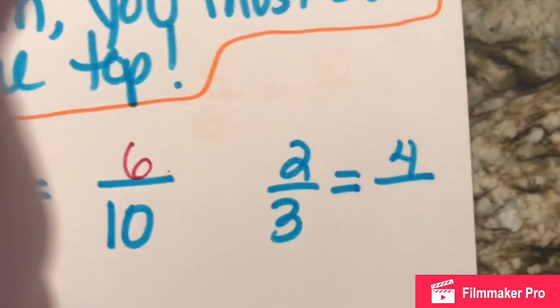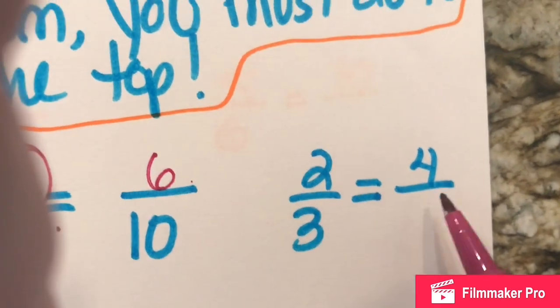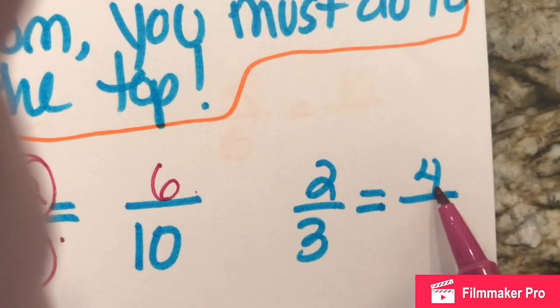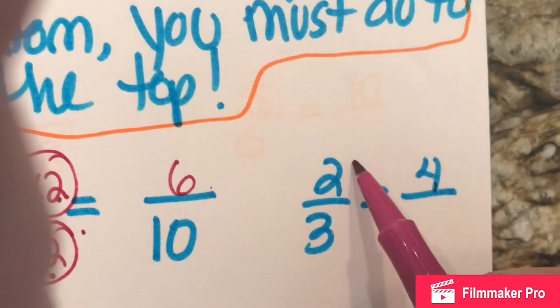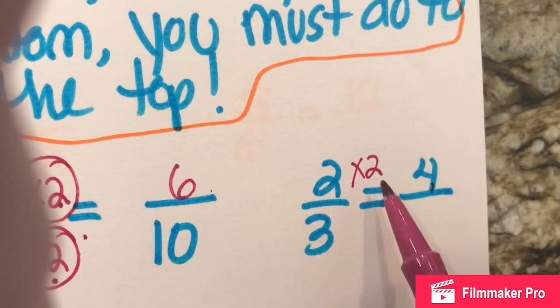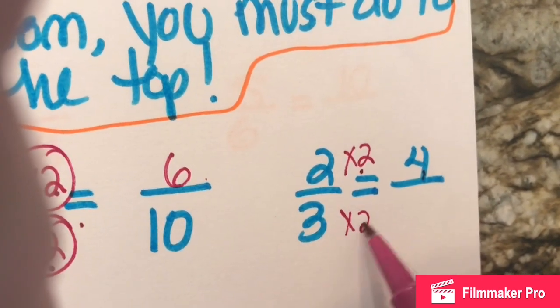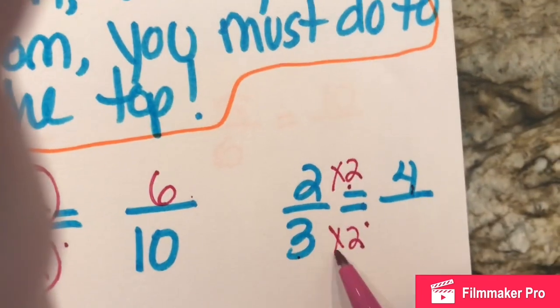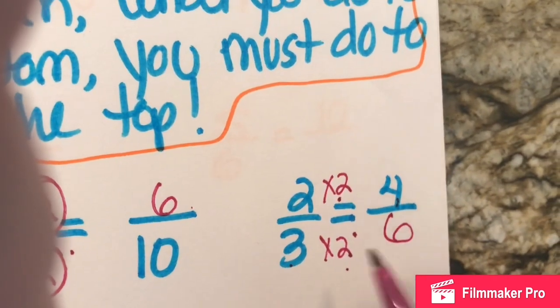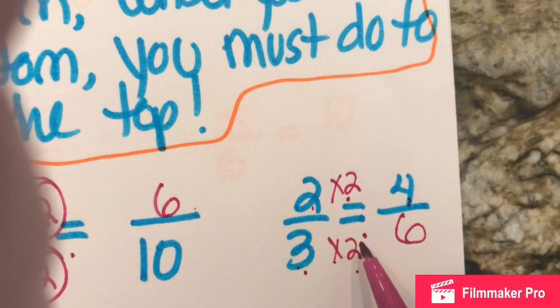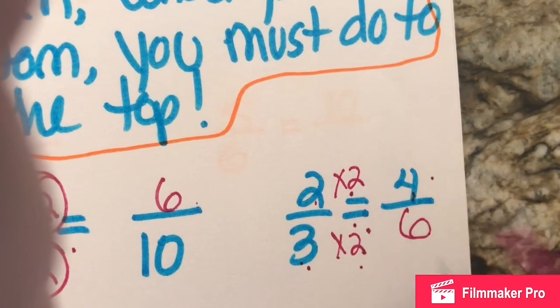One more time. If I have 2 and they gave me 4 as a numerator, how did they get to 4? I know again that they multiplied by 2. Whatever I do to the top, I must do to the bottom. So that means 3 times 2 is going to get me to 6. So 2/3 is equivalent to or equal to 4/6.